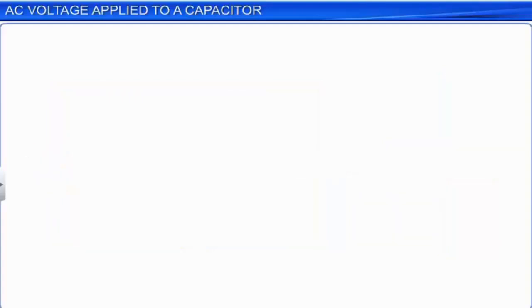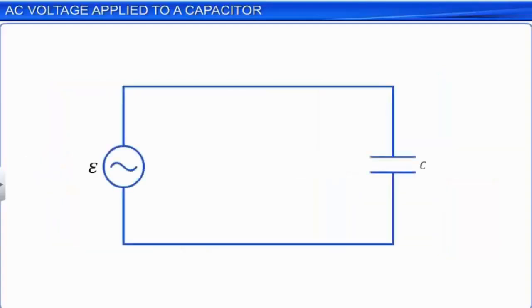Now let's look at how a capacitor behaves if an AC voltage is applied across it. Consider a capacitor of capacitance C connected to an AC voltage source as shown.